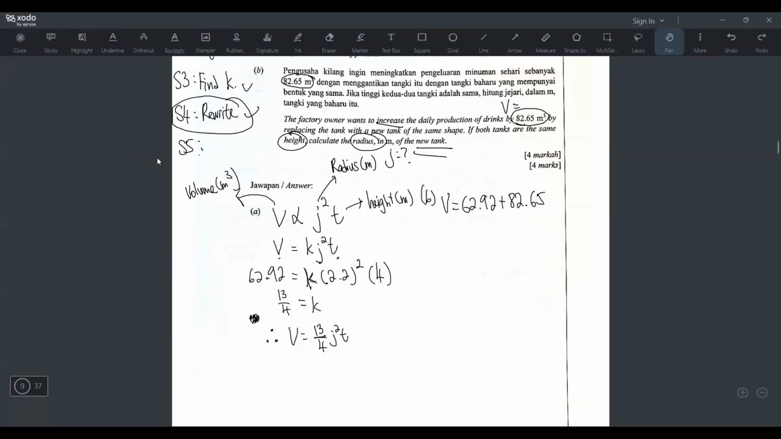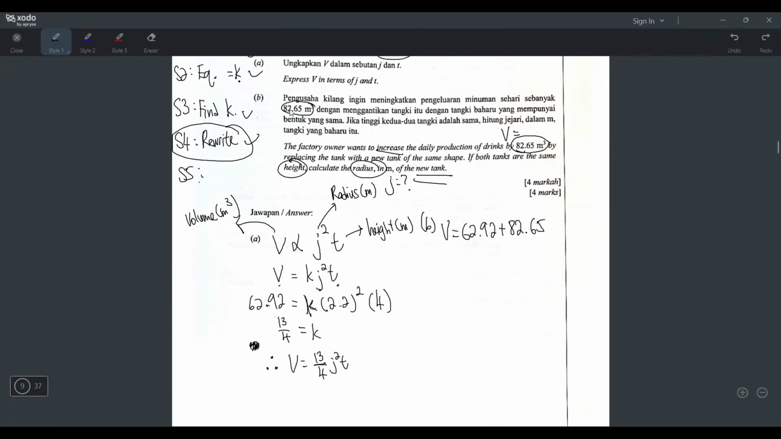But you have to continue with your A answer, right? So your A answer is V equals 13 over 4 J square T, right? And now I want to find J, the radius. So the J we don't have, but the T and the V we have, right? Because they already said the new V is 62.92 plus 82.65. So I think I will write it here, 62.92 plus 82.65, right? And then for the T, I will write 4.